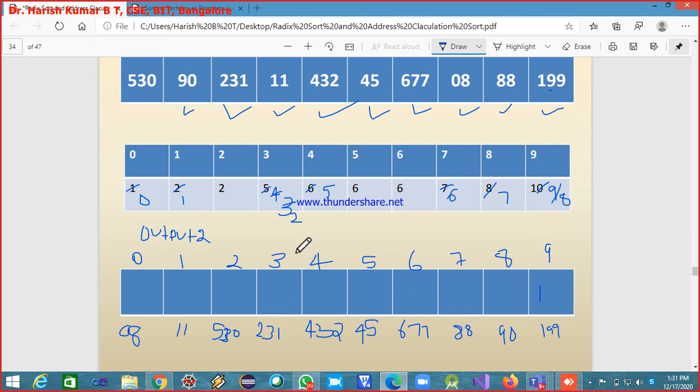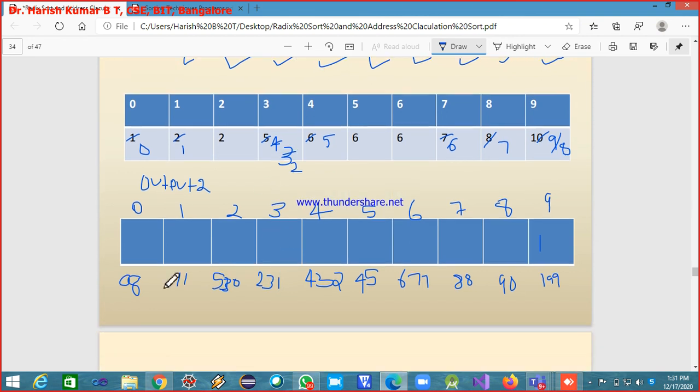Now at the end of the second iteration we have our elements sorted in two positions. So the ones position and tens position. Just observe the last two digits: 8, 11, 30, 31, 32, 45, 77, 88, 90, 99. We have them sorted with respect to the ones position and tens position. So now in the third iteration, hope you understood till here?